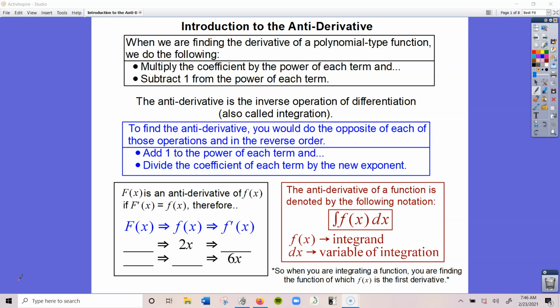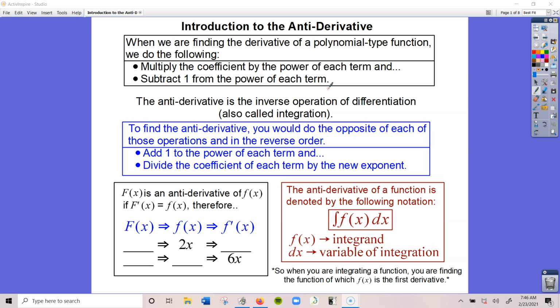Hey guys, today we're going to learn about the antiderivative, which is basically the reverse operation of differentiation, also called the integration of a function. When we're finding the derivative of a polynomial type function, this is what we do. We multiply the coefficient by the power of each term, and then you subtract 1 from the power of each term. That's just basically the power rule of differentiation.